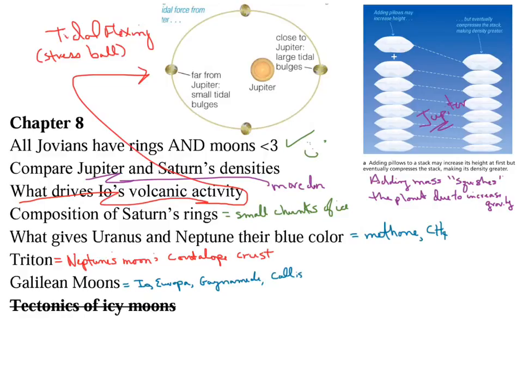The 4 Galilean moons are listed here in order of closest to Jupiter going outward. So we have Io, Europa, Ganymede, and Callisto, and they all orbit Jupiter.